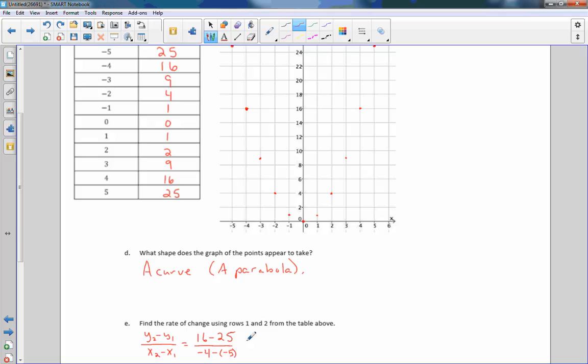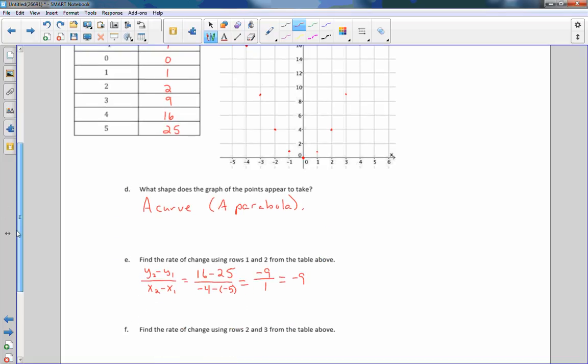Okay, and that is going to give me 16 minus 25 is negative 9, over negative 4 minus a negative 5 is negative 4 plus 5, or 1. So I get a rate of change of negative 9. So there's the rate of change between row 1 and row 2.